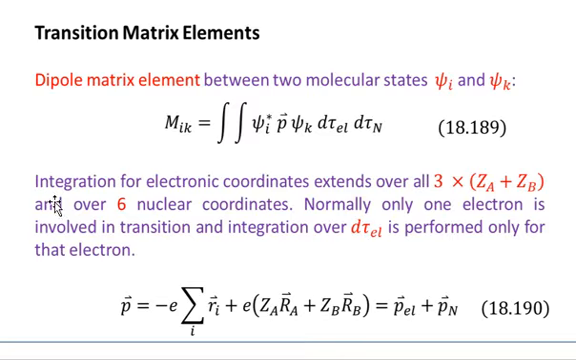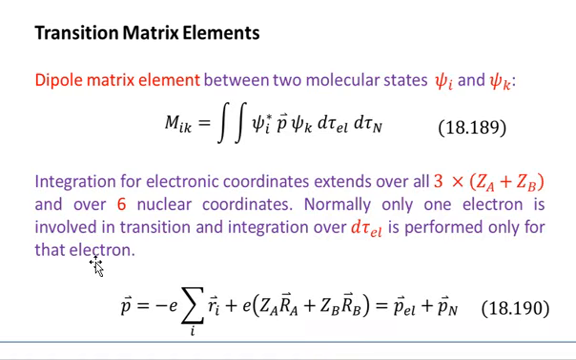So let me read this sentence again. Integration of the electronic coordinates extends over all 3 times (Za plus Zb) and over 6 nuclear coordinates. Normally, only one electron is involved in the transition, and the integration over d tau_e is performed only for that electron.